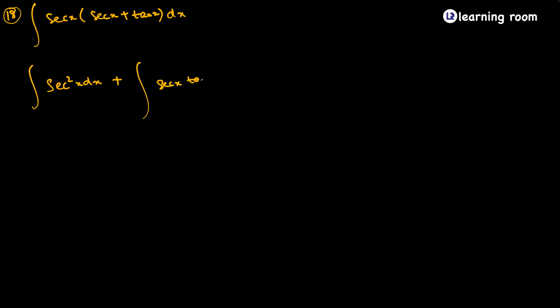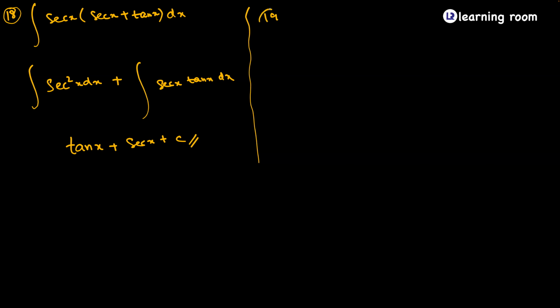The 18th one is the integral of secant x into secant x plus tan x dx. So this is the integral of secant square x dx plus the integral of secant x into tan x dx. What is the integral of secant square x? We have a formula directly. It is tan x. What is the integral of secant x tan x? It is secant x, plus c. This is going to be the answer. So this is for the 18th one.